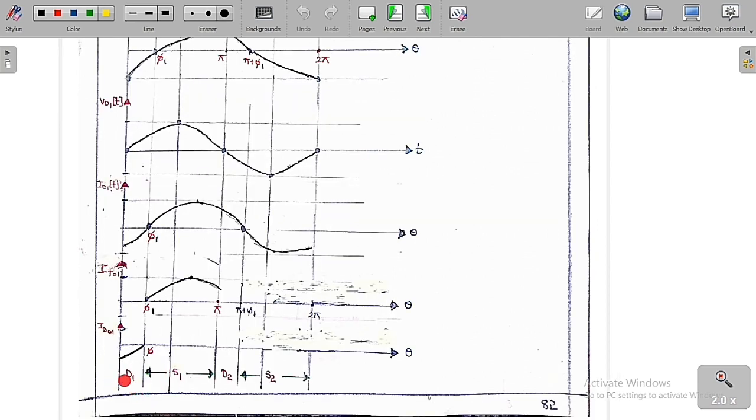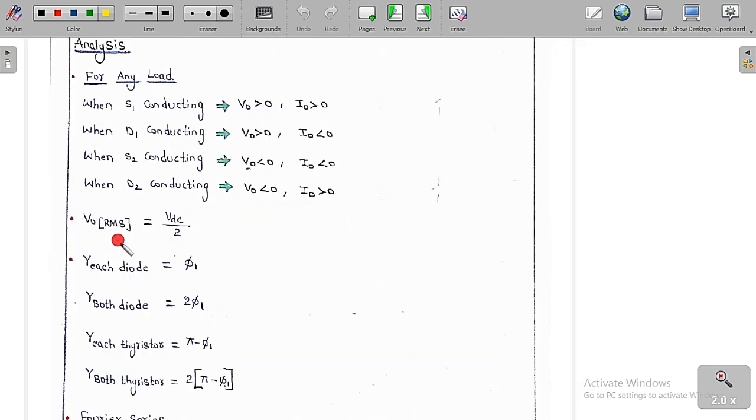So you can see clearly from 0 to phi 1, D1 is connecting, and from phi 1 to phi, S1 is connecting, and from pi to pi plus phi 1, D2 is connecting, and from pi plus phi 1 to 2 pi, S2 is connecting. Now we are going to find the RMS value of the output voltage.